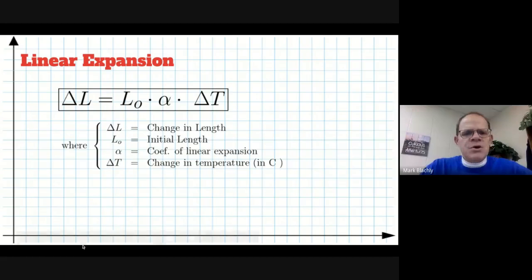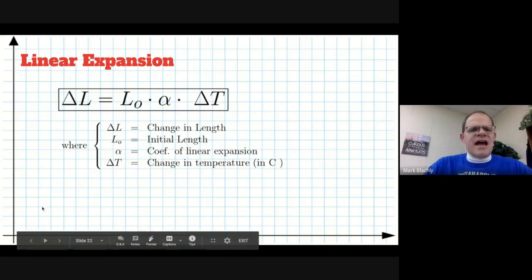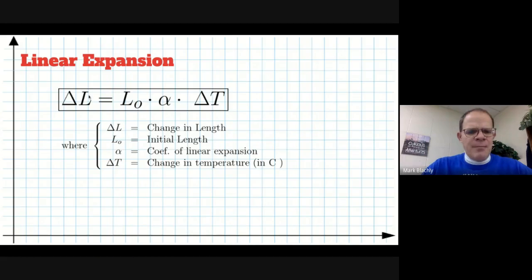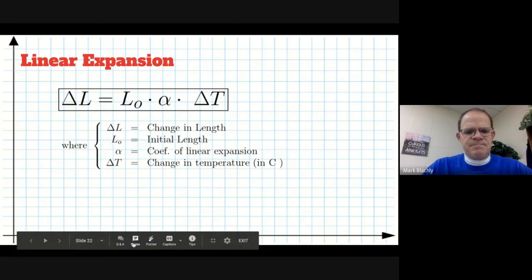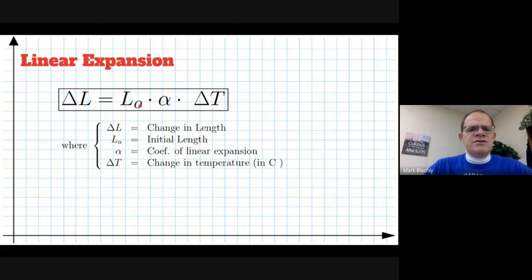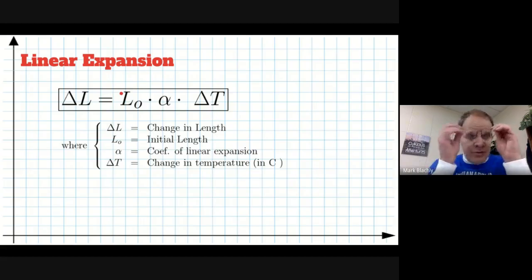Okay? So here's the equation we're going to use. You can go ahead and put this in your toolbox. This tells us how much the length of something will change. So delta L is the change in the length. It's how much the length changes. L0 is the starting length. It's how long something is to start with.